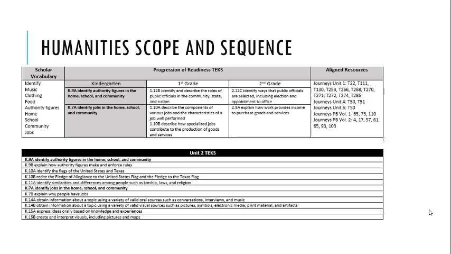Okay, so looking at the humanities scope and sequence, the important vocabulary for scholars to know is identify, music, clothing, food, authority figures, home, school, community, and jobs. The readiness TEKS are K.9A, which is to identify authority figures in the home, school, and community, and K.7A, which is to identify jobs in the home, school, and community. I would make sure you hit these TEKS, especially because they do not spiral into future units. And again, you can see how the readiness TEKS progress and what they will be when scholars get to first and second grade.